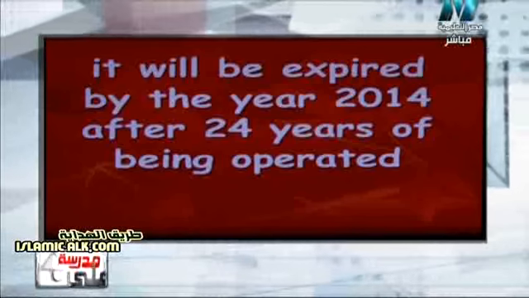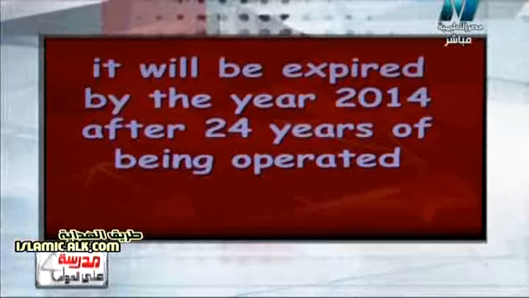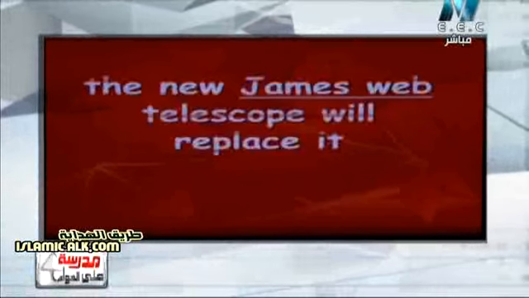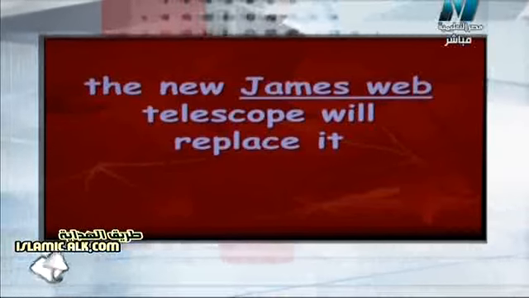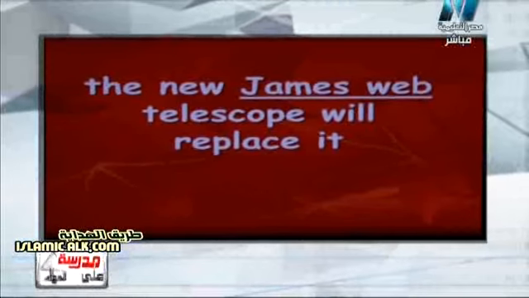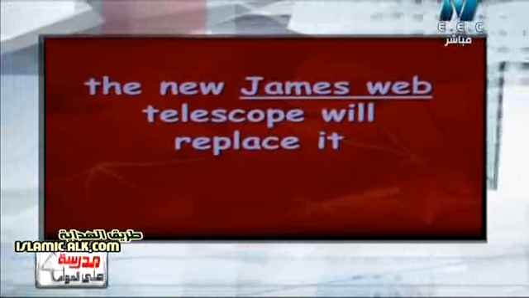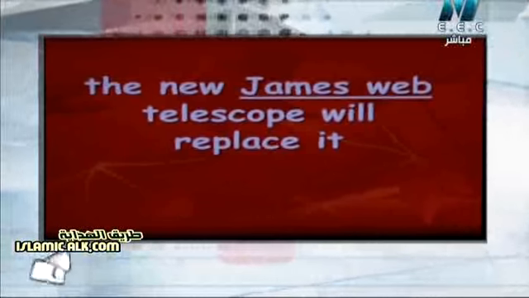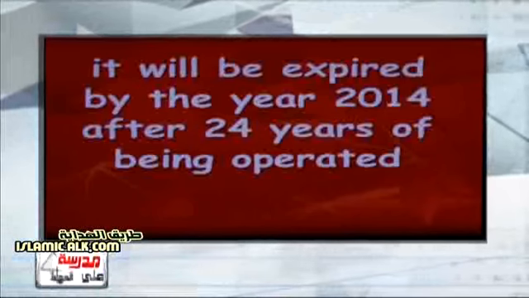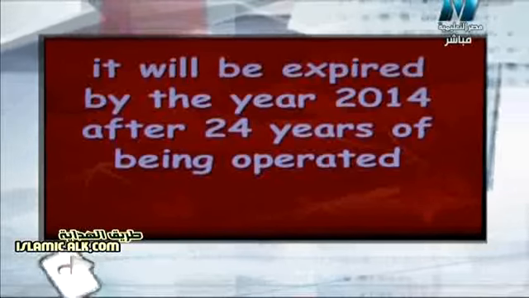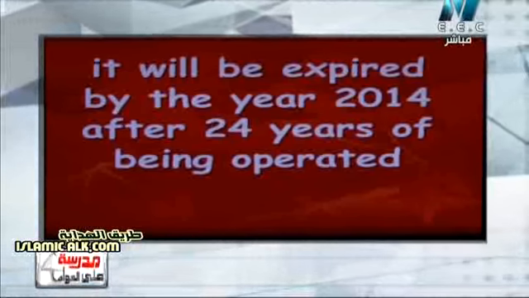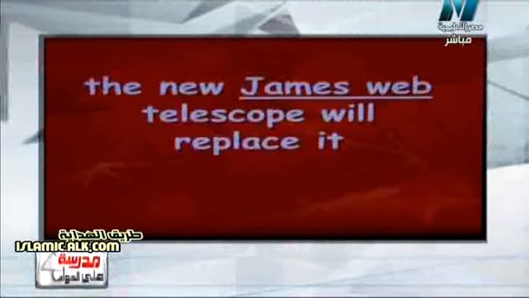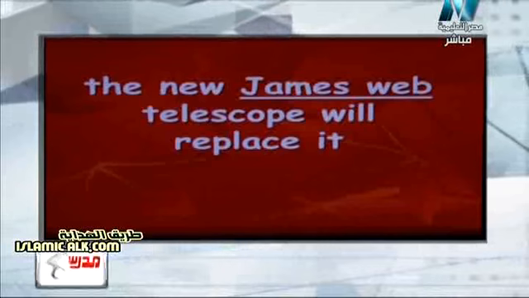It has expired and will fall to Earth, into one of its oceans. We have another telescope called James Webb. في تلسكوب تاني اسمه جيمس ويب حل محله فعلا. The Hubble telescope expired after 24 years of being operated and hard working, and it will be replaced by another telescope called James Webb.